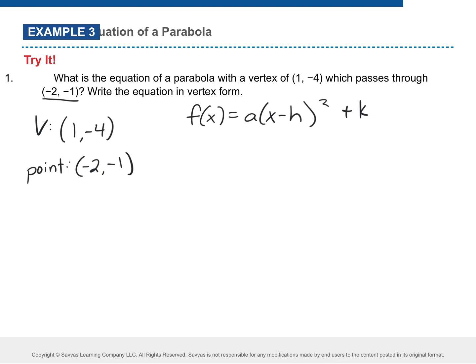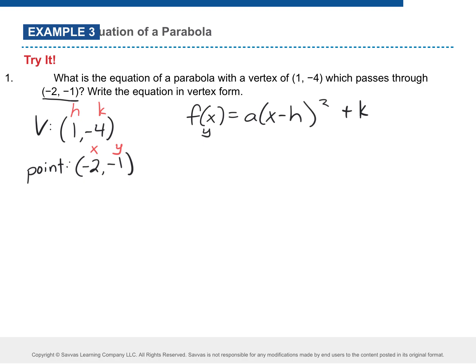So I want to label some things. What letters does the vertex stand for? X and y. No. Vertexes are h and k. What does the point stand for? X and y. If you're given a point, it's x and y, but our vertex is denoted as h and k. So I have labeled all of my things. Now I need to plug it into the equation. What does f of x stand for? y. F of x is our y.